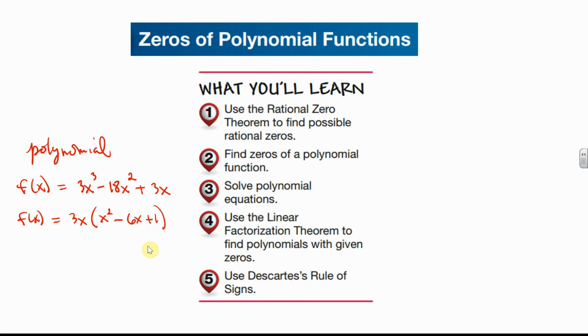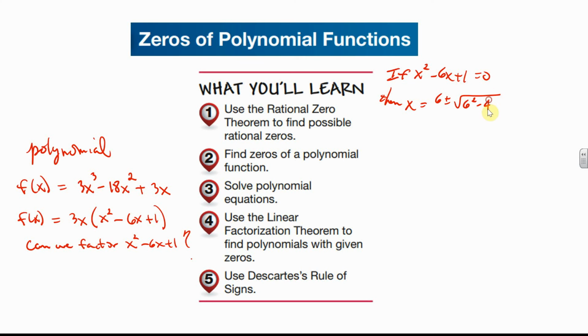Right? And we've been doing this. And then, can we factor x squared minus 6x plus 1? Can we factor that? Well, all we're saying is if x squared minus 6x plus 1 is equal to 0, then x is equal to 6 plus or minus the square root of 6 squared minus 4 times a times c, all over 2a.